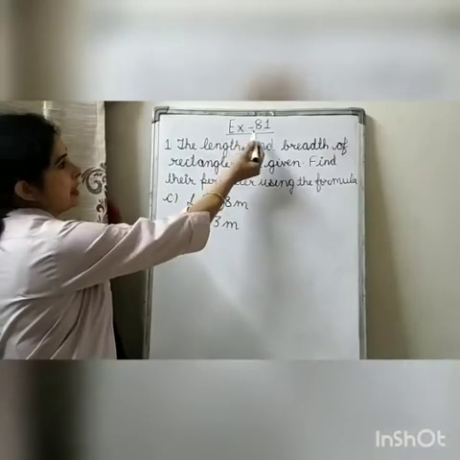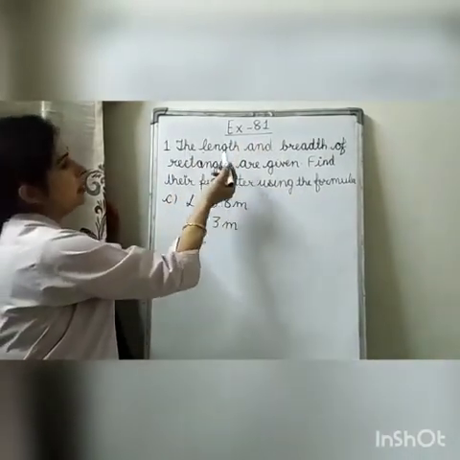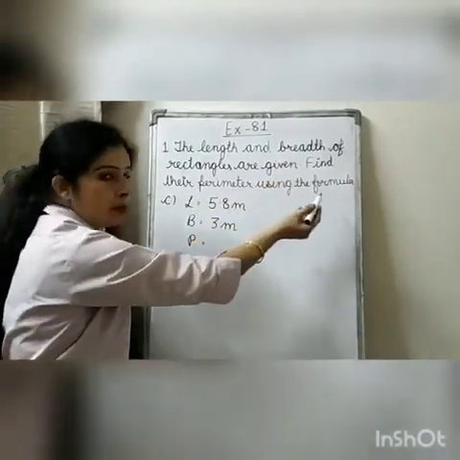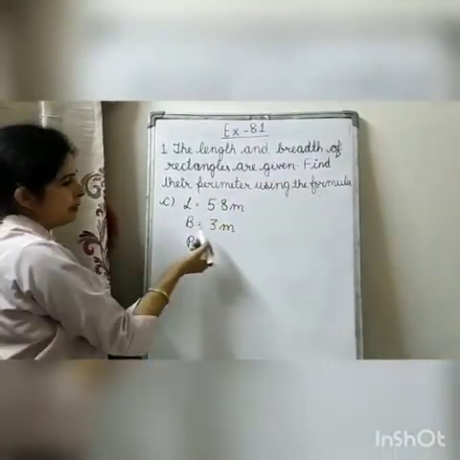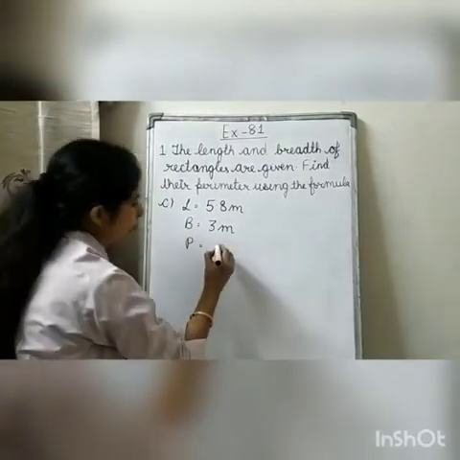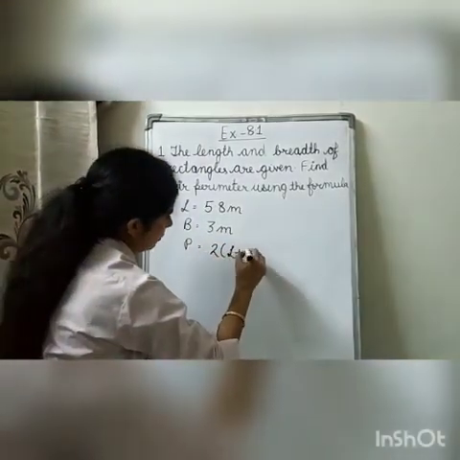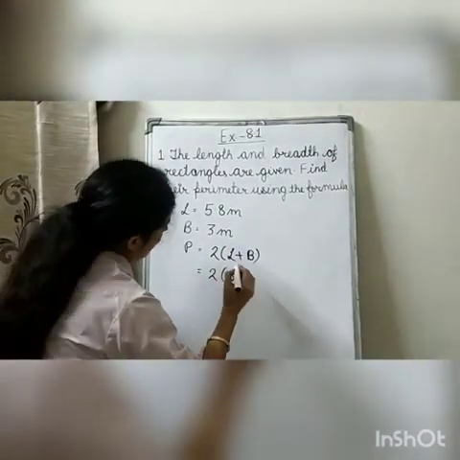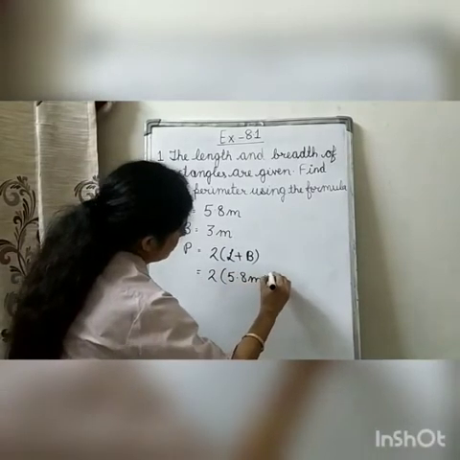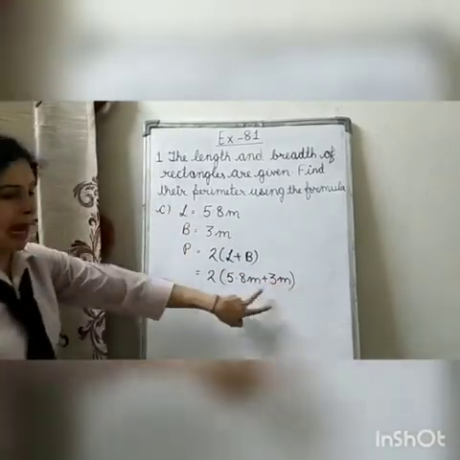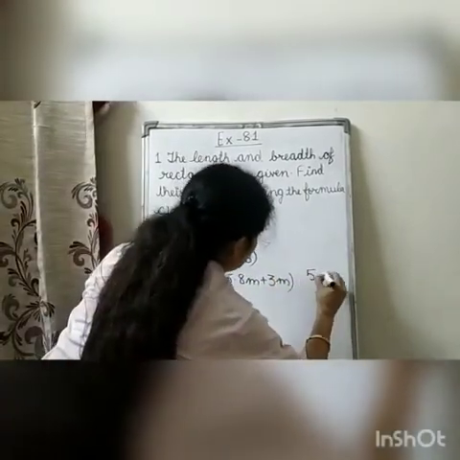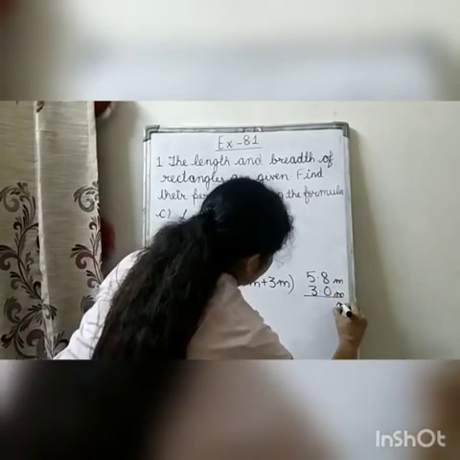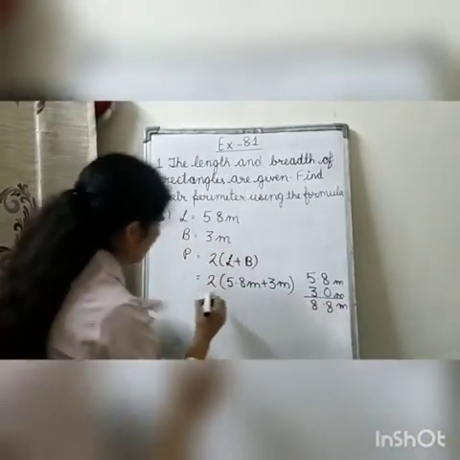Now, we'll start exercise 8.1. First question. The length and breadth of rectangles are given. Find their perimeter using the formula. Length is 5.8 meter. Breadth is 3 meter. Perimeter's formula is 2 multiply length plus breadth. 2 multiply by 5.8 meter plus 3 meter. We will add these two measurements. 5.8, 3.0 meter. It will be 8.8 meter.